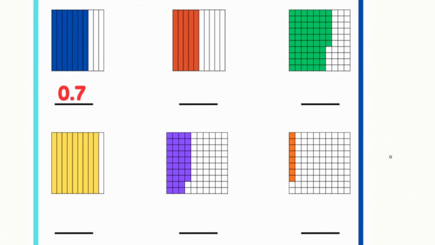Real quick again, just to make sure you got the hang of decimals, if you want to pause here and take a look at all of these visuals and see if you could recognize the decimal that they're showing, go ahead and do that, and then when you unpause, you could check your answers and see how you did. Okay, so let's see how you did.